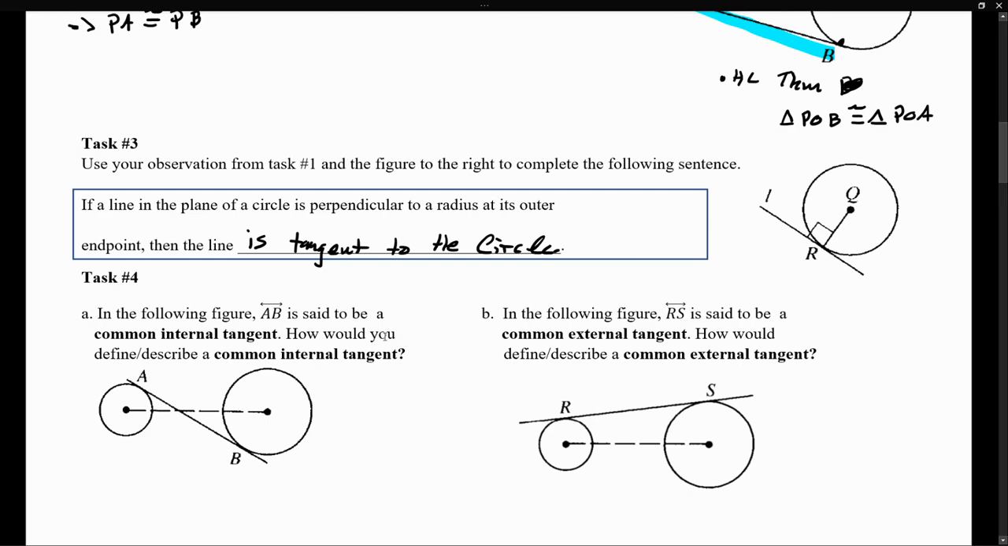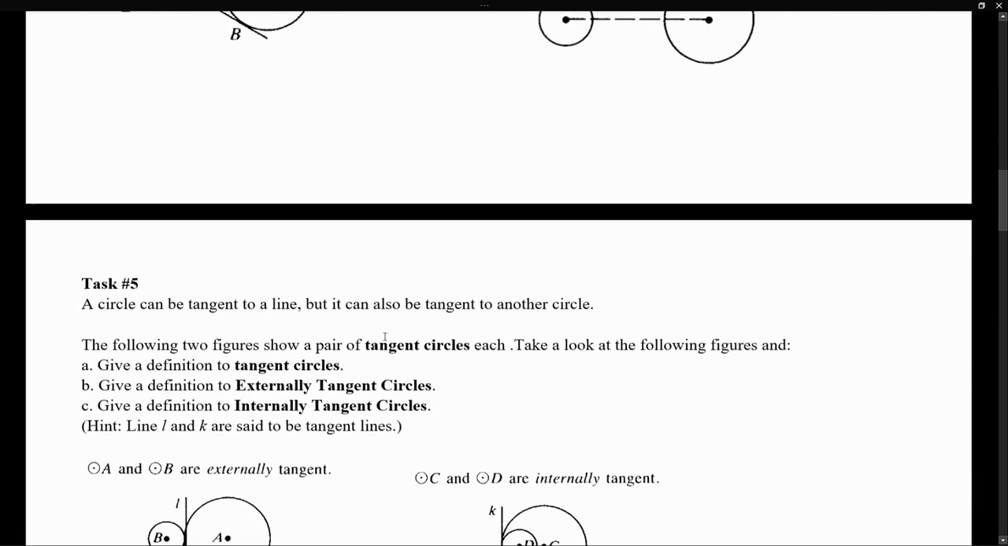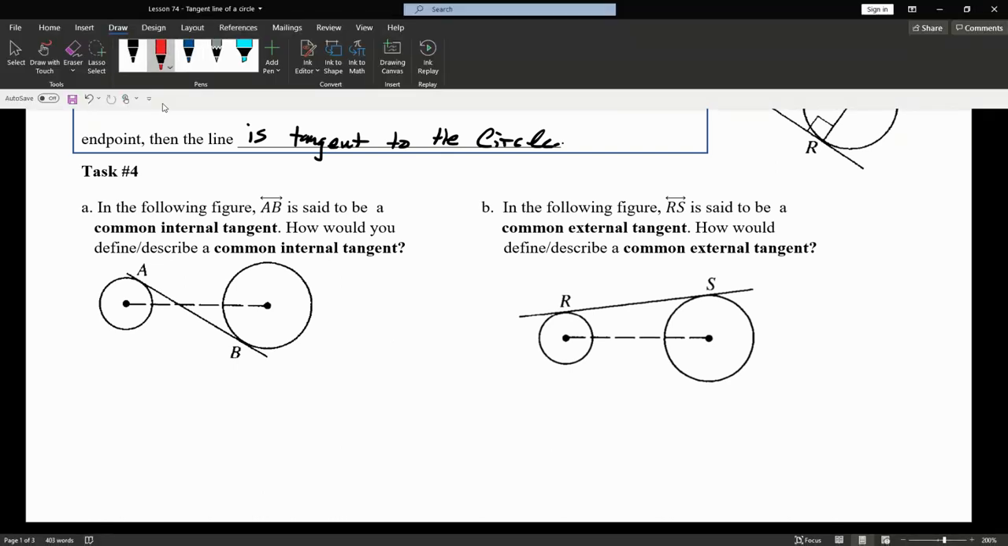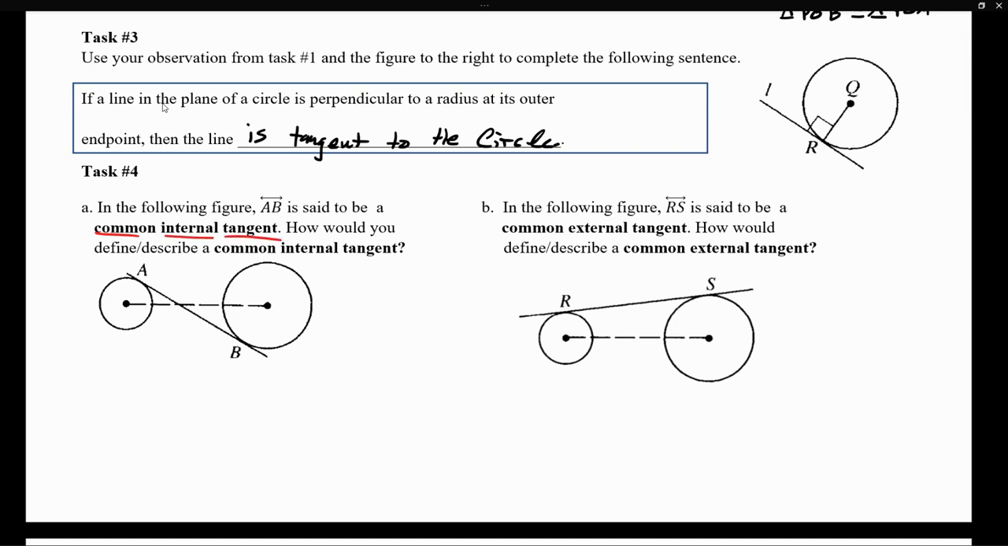So now we have a couple more illustrations that I would like to discuss with you. Looking at example 4, this is more like a vocabulary introduction. It says, in the following figure, we have a line segment AB, and AB is said to be a common internal tangent. It's a common internal tangent line.